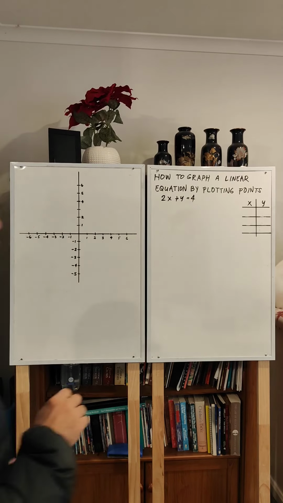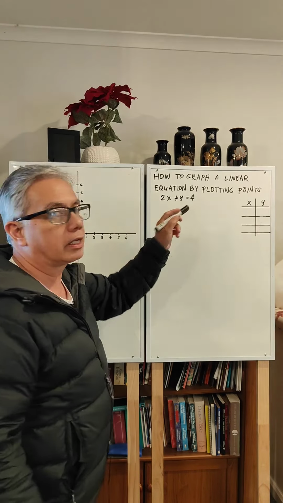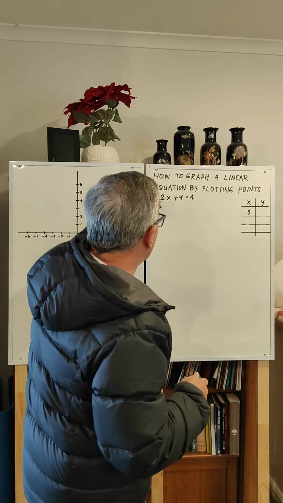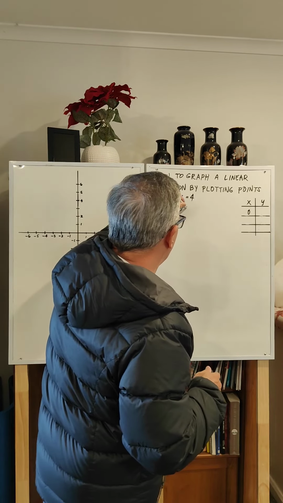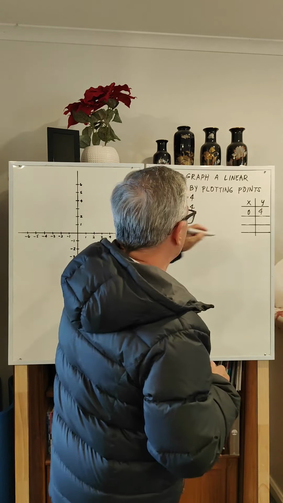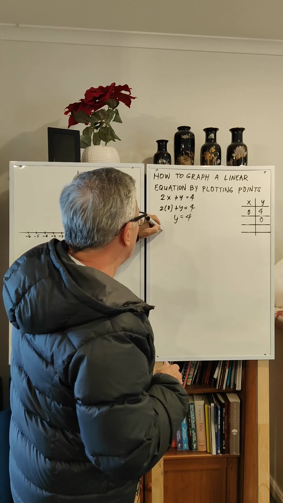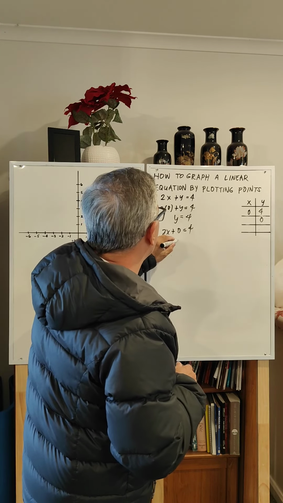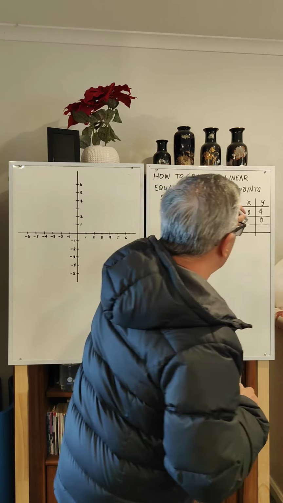To graph a linear equation, we assign values on either x or y and solve for the remaining variable. For example, if x is 0, y is equal to 4. If y is 0, x is equal to 2.